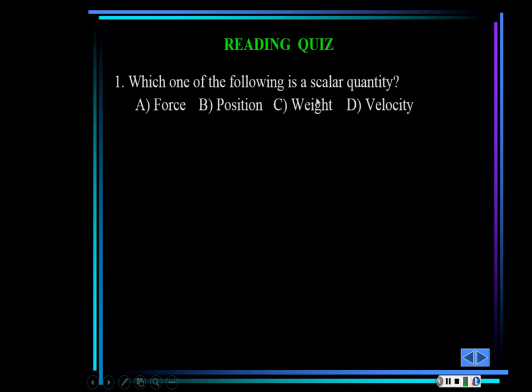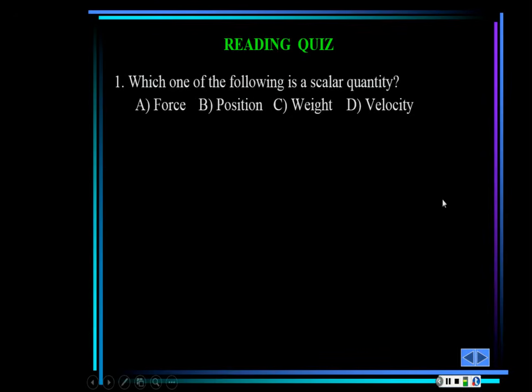Now, let's go with weight. You say weight, but we also say that weight is a force. So, if force is not a scalar, weight is a force, hence force is not a scalar. Weight is not a scalar. Velocity. Velocity is not a scalar. Speed is a scalar. So, let's try again.